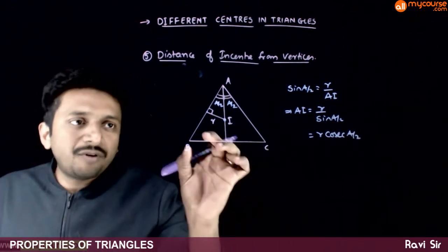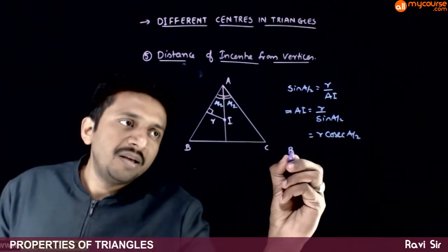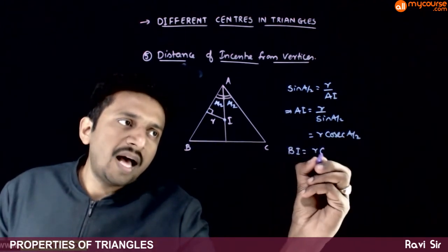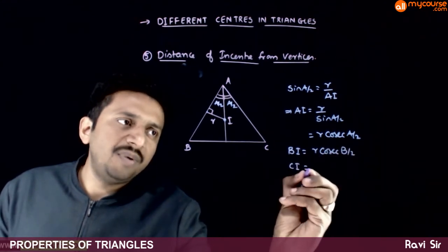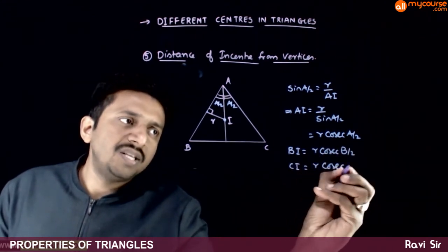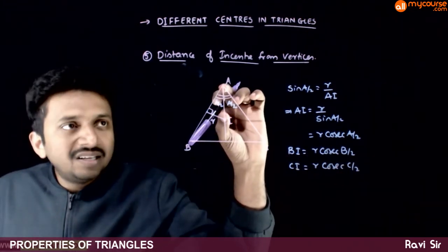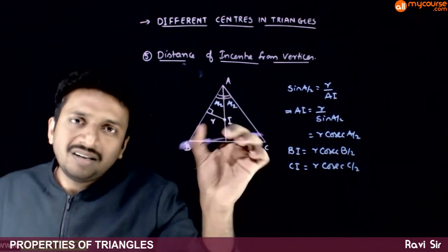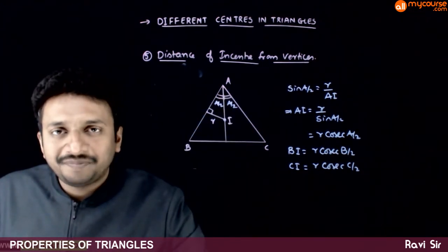So this is a general formula. If you want the distance of I from vertex B, BI will be equal to r cosecant B by 2, and CI will be equal to r cosecant C by 2. So the distance of the vertex from incenter can be very easily calculated by constructing this right angle triangle.